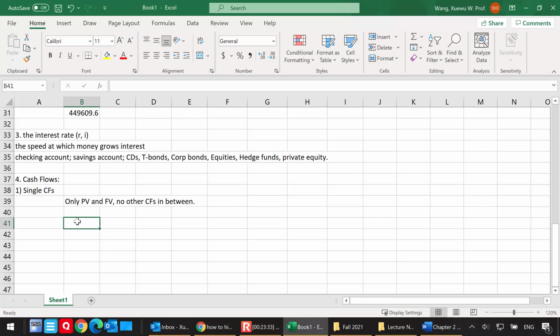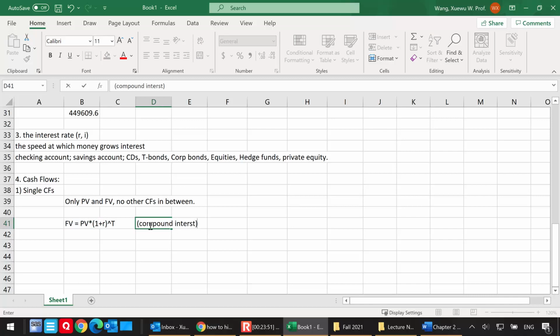If you remember from your Finance 201, which is the first class in finance, future value is equal to present value multiplied by (1 + r) raised to the power of t. So we're talking about compound interest here. We're not talking about simple interest.